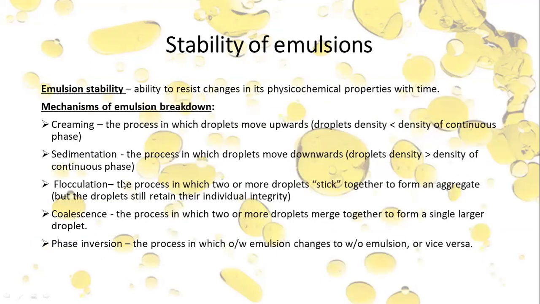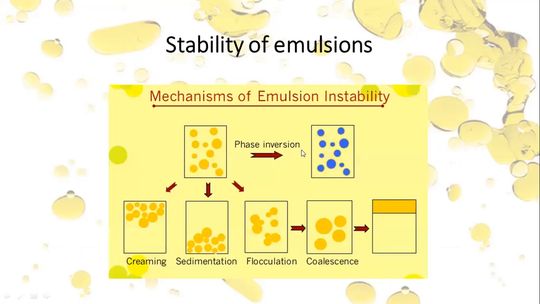So flocculation is a process in which two or more droplets stick together to form an aggregate, but the droplets still retain their individual integrity. Uniform sized globules prevent the flocculation. This can be achieved by proper size reduction process.